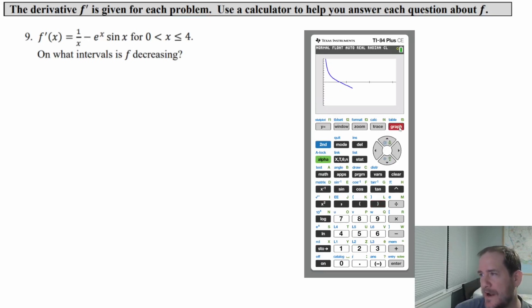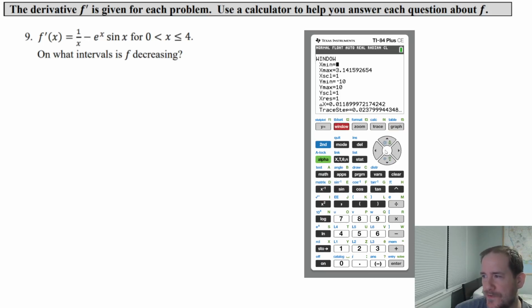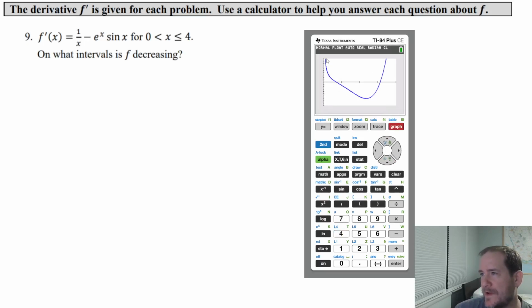I'm going to hit graph, and yeah, that doesn't match what I put on my answer key, so whoopsies. I don't think I saw the sine of x on my answer key, so you'll have to forgive me. Also, my window's bad because I'm using the same window from before. So make sure you change your window to go from 0 to 4. It's not a huge difference. We're currently going from 0 to 3.14, but make sure you change that to 4. Press graph, and I'm seeing a pretty complete picture here.